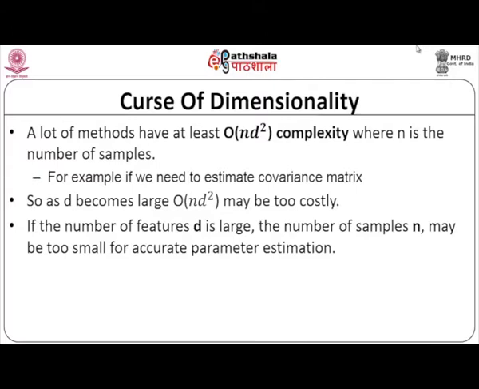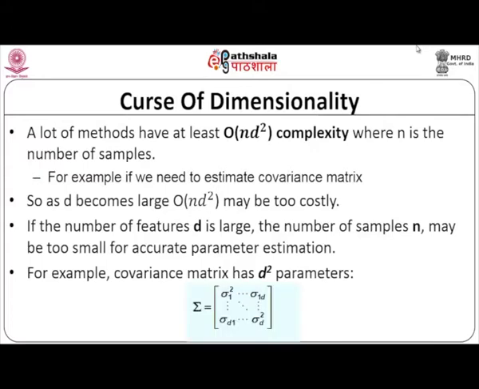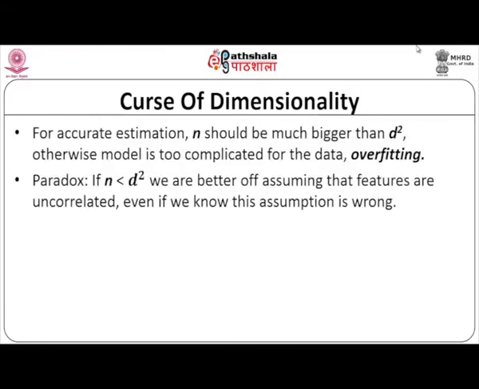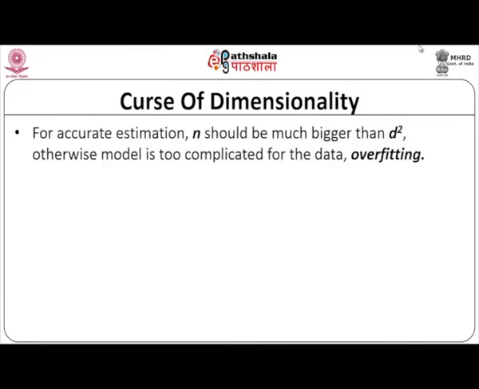So, there are two aspects by which the complexity increases. One is because d squared is increasing exponentially, and also because n, the number of samples required, needs to increase in order to exploit this dimensionality. For example, the covariance matrix has approximately d squared parameters. Now, for accurate estimation, we are talking about the number of samples you need: n should be much bigger than d squared.